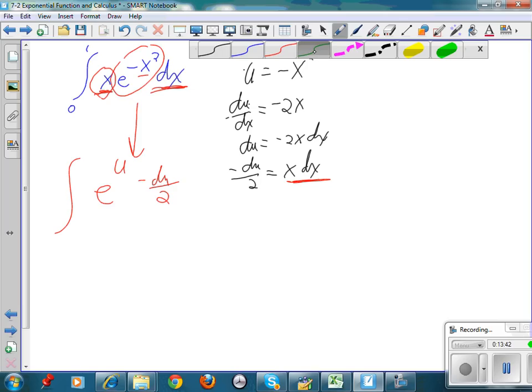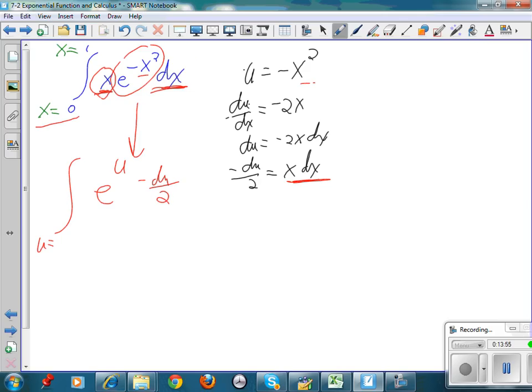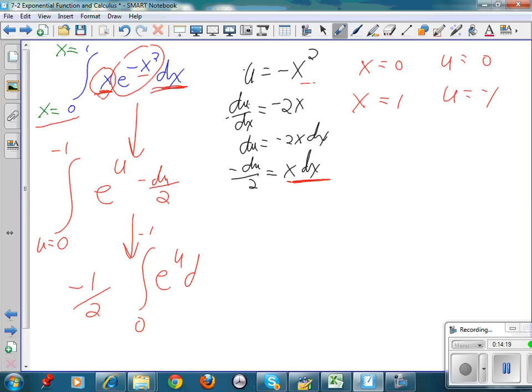Okay, now as I like to, let's substitute the limits too. This is x equal to 0, that's x equal to 1. So u equals, when x is equal to 0, u equals 0. When x is equal to 1, u is equal to minus 1. So this is going to go from u equal to 0 to u equal to minus 1. Clean this thing up a little bit. Another little cleanup step. Take the minus 1 over 2 out front, e to the u.